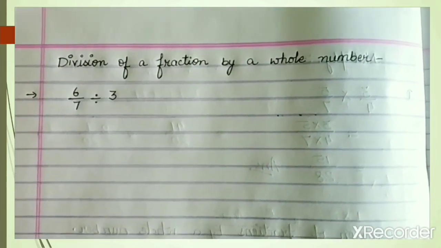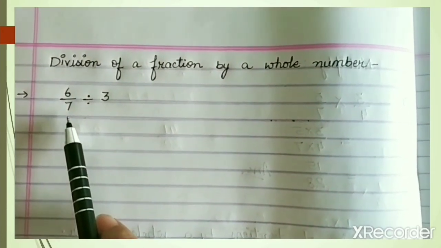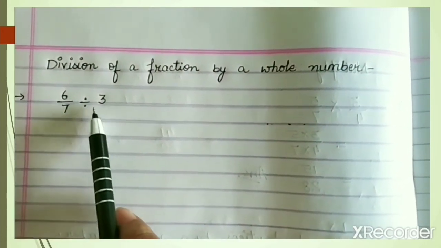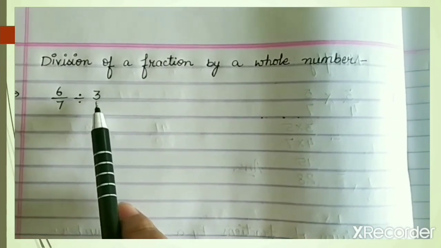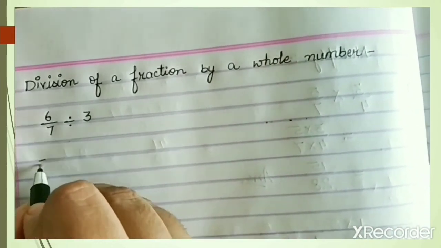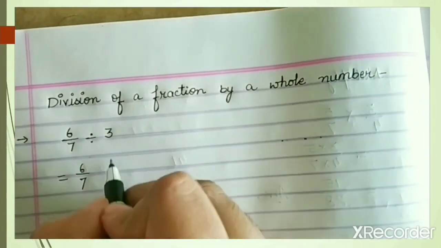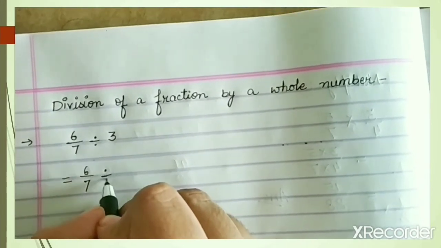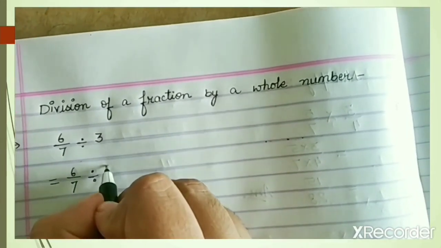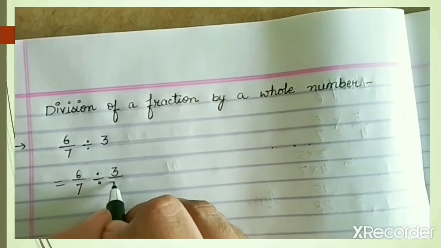Division of a fraction by a whole number. Here I have taken one fraction, that is 6 upon 7 divided by 3, which is a whole number. Let's start. 6 upon 7 is divided by a whole number 3, and there is nothing in the denominator. You can write 1.